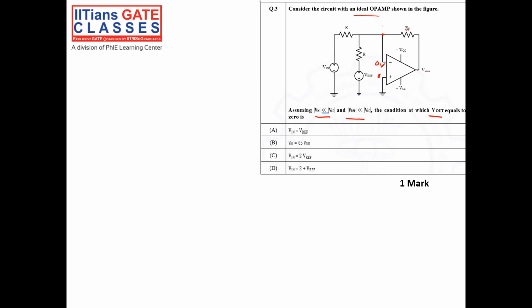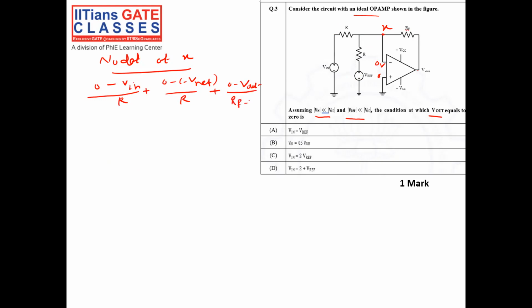Now let the node be X. We will apply nodal analysis at node X. This voltage is 0 volt, due to the virtual ground principle. So 0 minus V in by R, plus 0 minus Vref by R, plus 0 minus V out by RF is equal to 0.